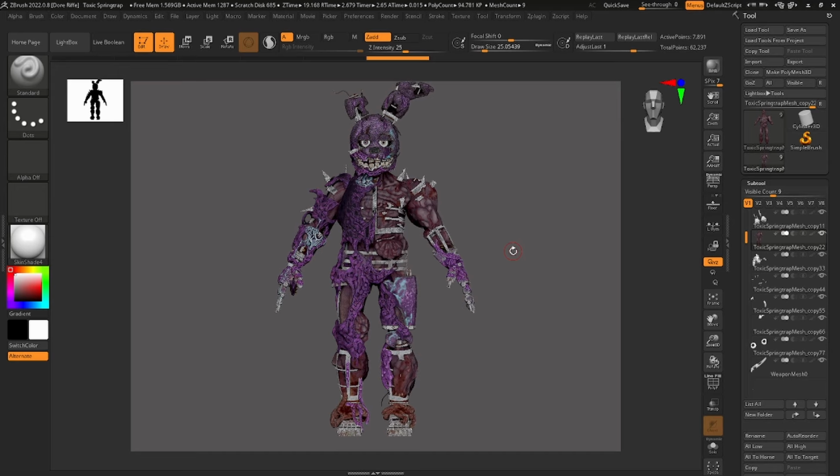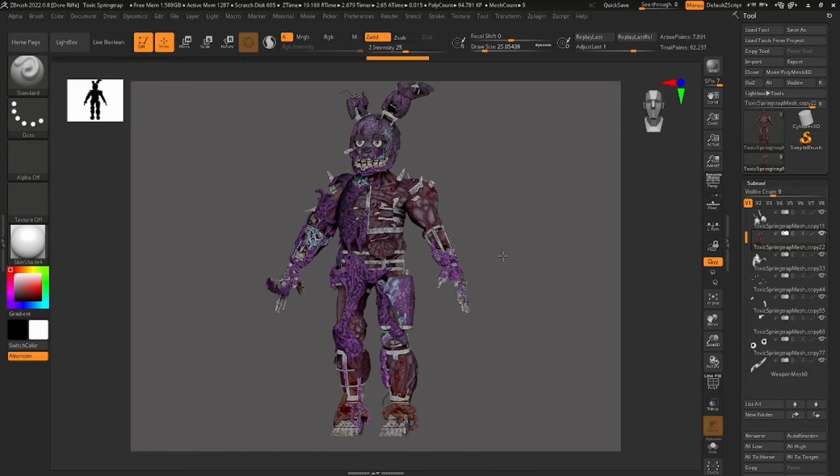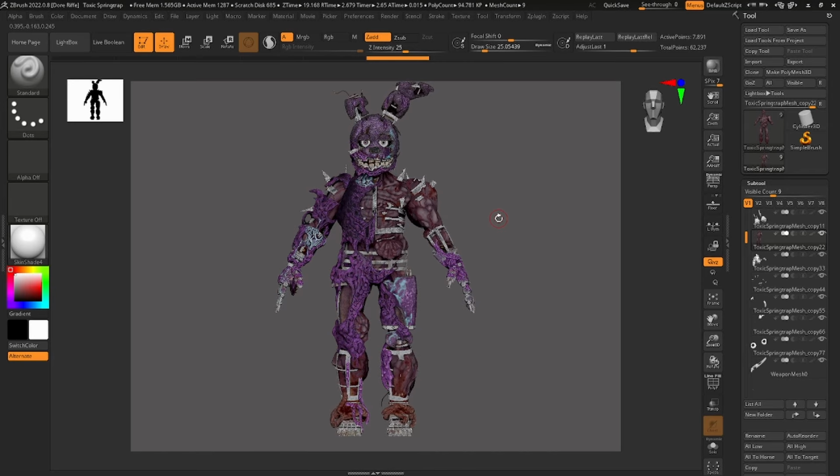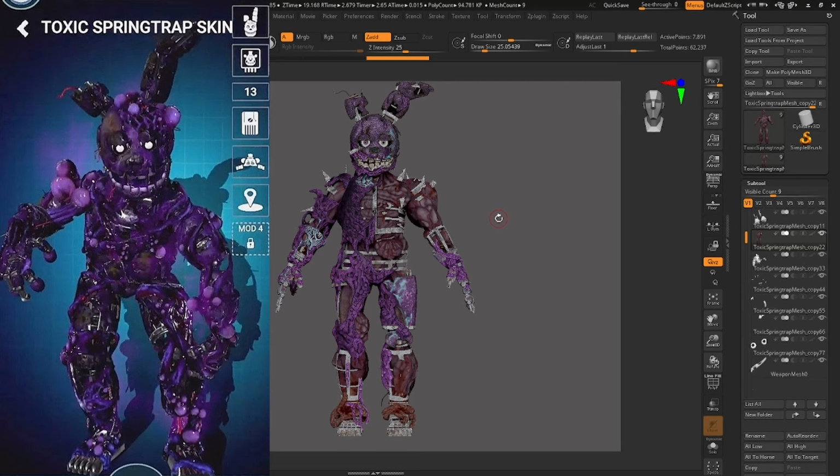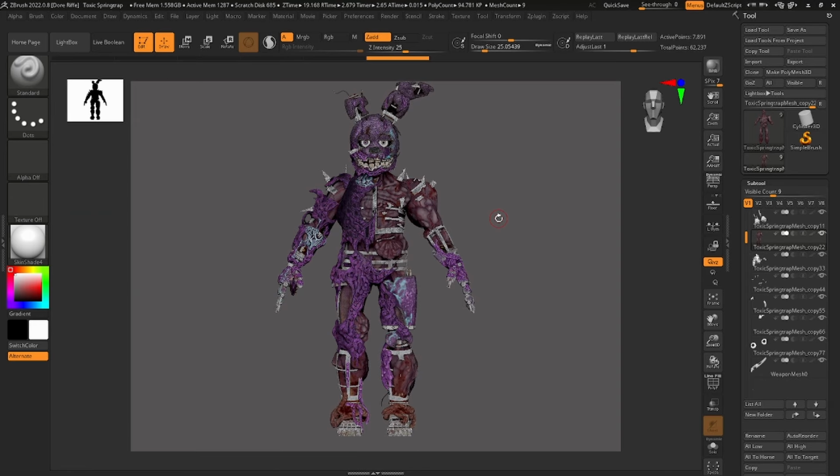So we're back in ZBrush. Toxic Springtrap is my main skin, so he's close to me. He's different than the AR version, and I kind of prefer this version over the AR version. The flavor text says he emerged from the depths of corrosive despair, radiating a newfound evil.